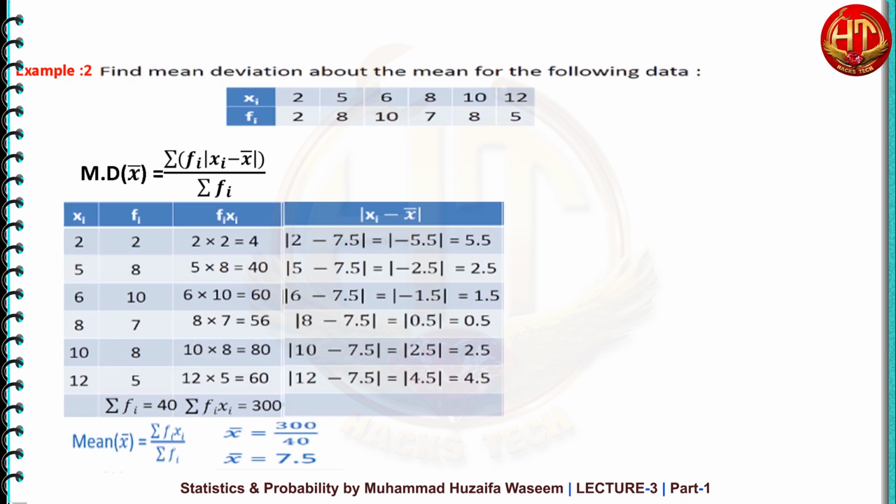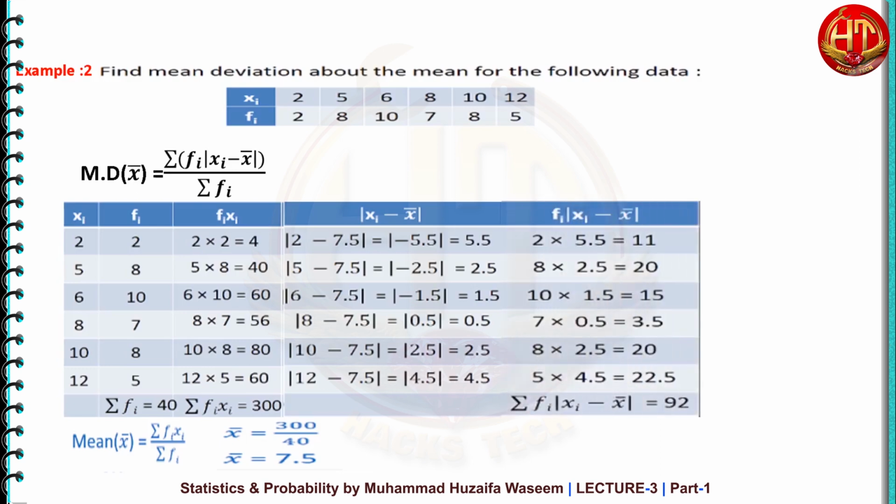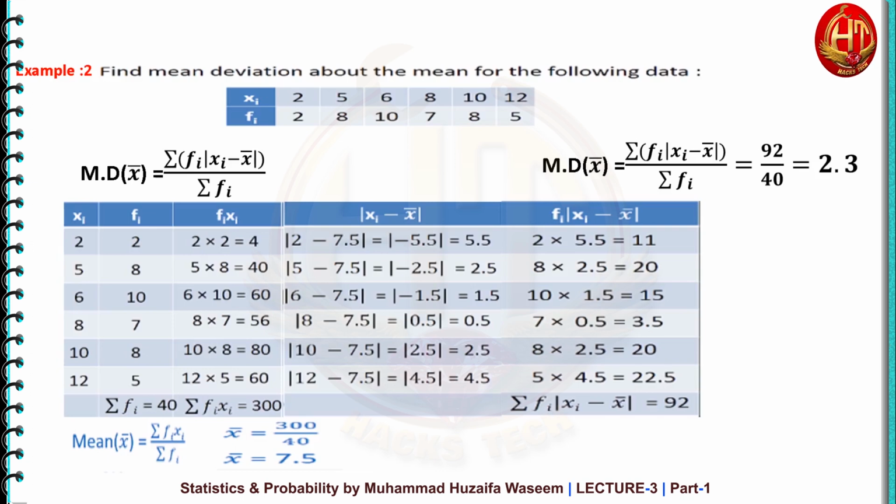After that, multiply this column by the frequency, and then take the summation of this column, which is equal to 92. Put this value in the above formula for mean deviation about the mean. So 92 divided by 40 is equal to 2.3. This is your mean deviation about the mean answer.